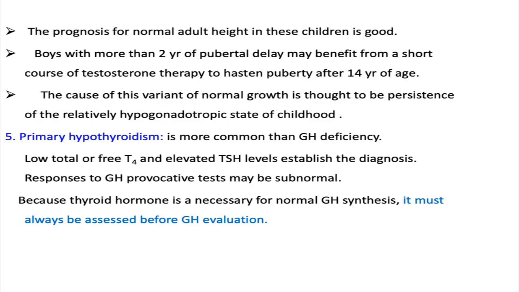Primary hypothyroidism is the fifth differential diagnosis, which is more common than growth hormone deficiency, in which a low T4 and elevated TSH will establish the diagnosis. Response to the growth hormone provocative test may be subnormal because thyroid hormone is necessary for normal growth hormone synthesis, so it must always be assessed before growth hormone evaluation. So, when we want to do a growth hormone stimulation test, we send the patient for a general investigation to exclude systemic disease. In addition to that, we send specifically for celiac because it is common in our community, and we send for thyroid function tests. If all of these are normal, then we go for growth hormone stimulation tests.